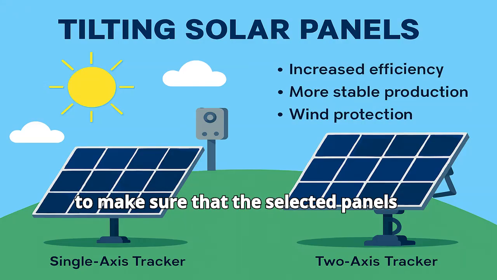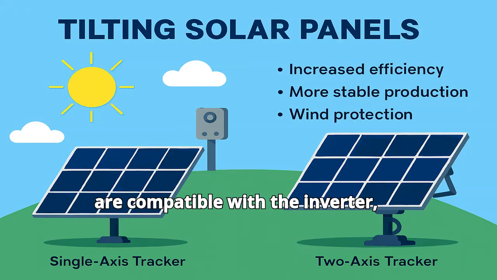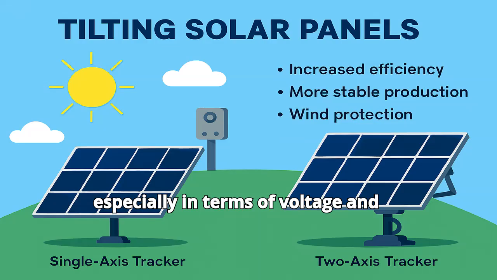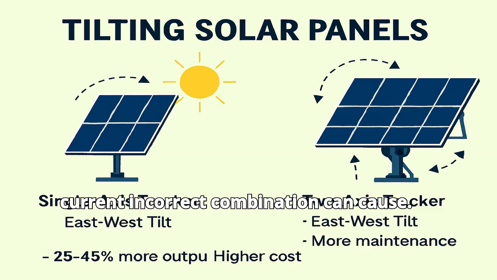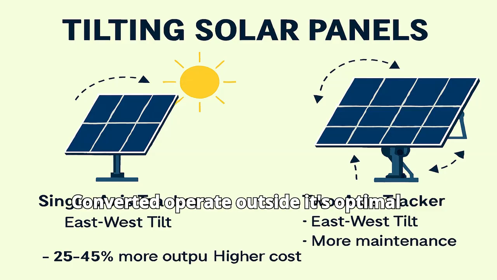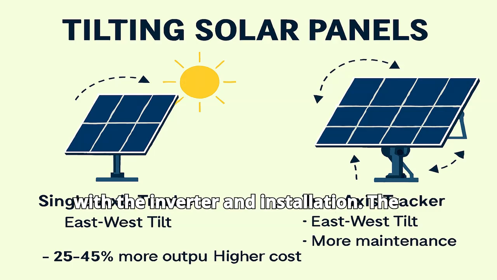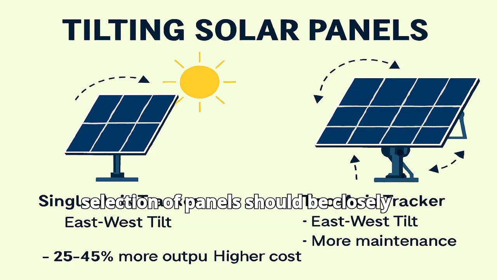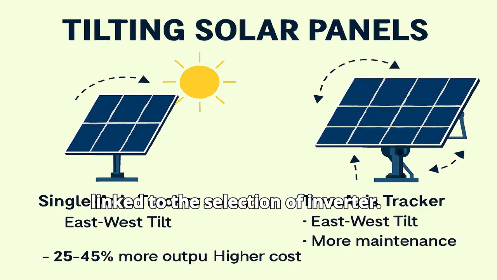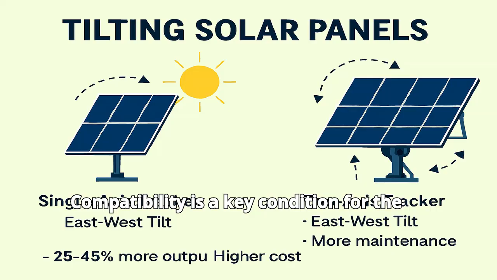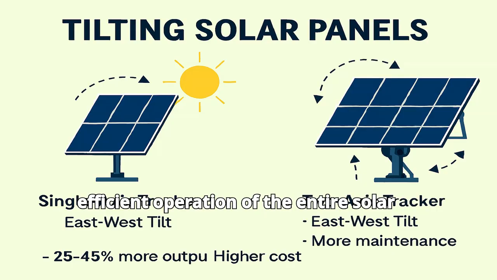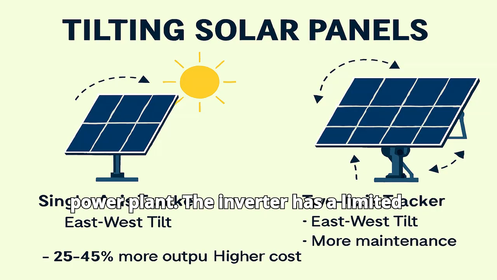Be sure to make sure that the selected panels are compatible with the inverter, especially in terms of voltage and current. Incorrect combination can cause the inverter to operate outside its optimal range or even break down. Compatibility with the inverter and installation. The selection of panels should be closely linked to the selection of the inverter. Compatibility is a key condition for the efficient operation of the entire solar power plant.